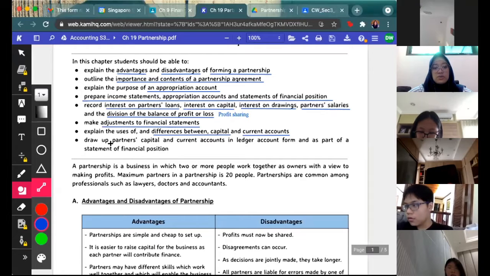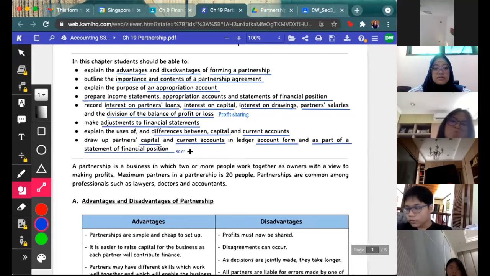Next, you are required to draw up capital and current accounts in a ledger account form, in a T account form, or as part of a statement of financial position. So all of these you will learn in this chapter.